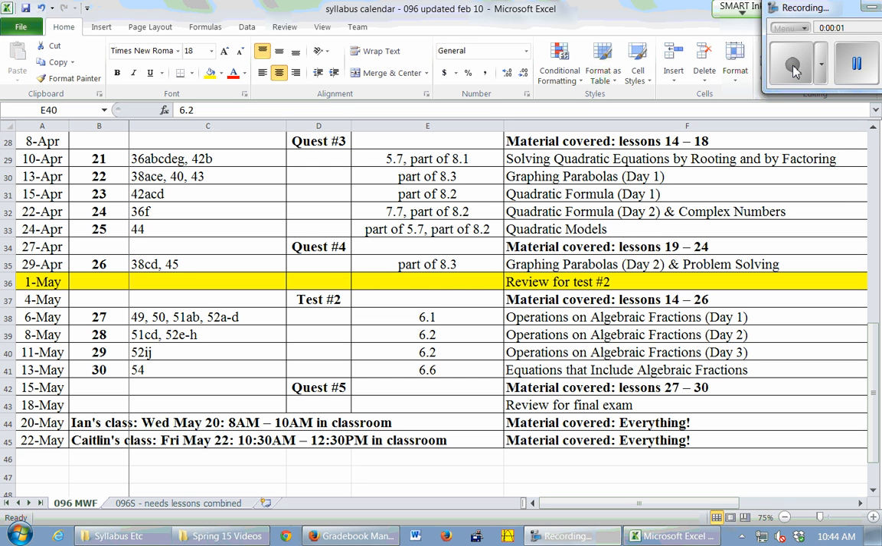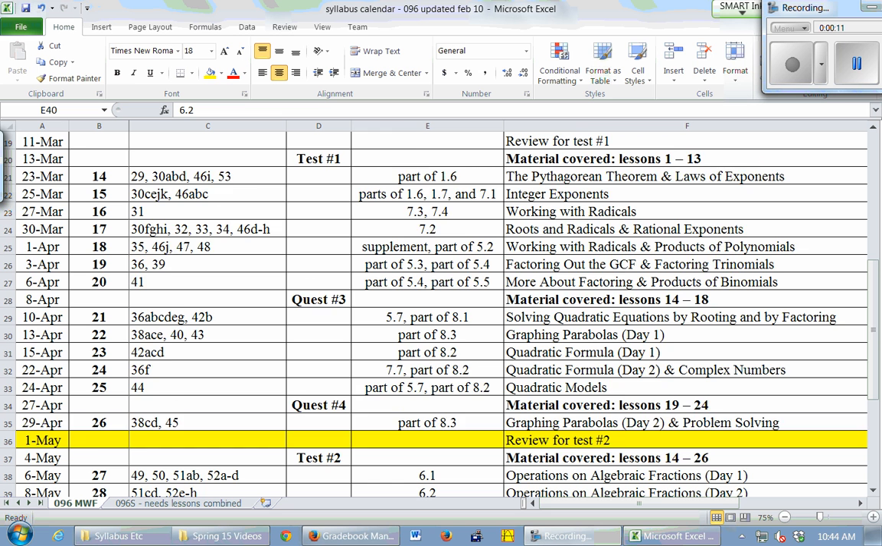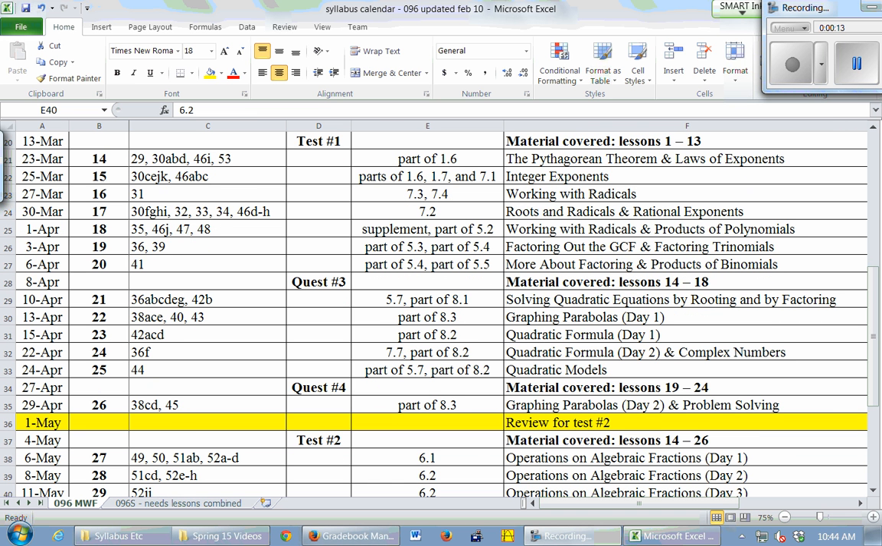So today is our review class, review for test number 2. Test number 2 covers a lot of material, classes 14 through 26, which is all the material that was on Quest 3. From our previous test, lesson 14 was where we started talking about laws of exponents, right? So that was Quest 3, all that material.